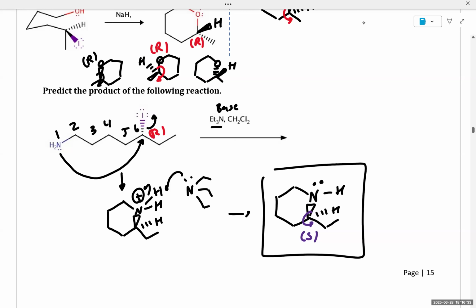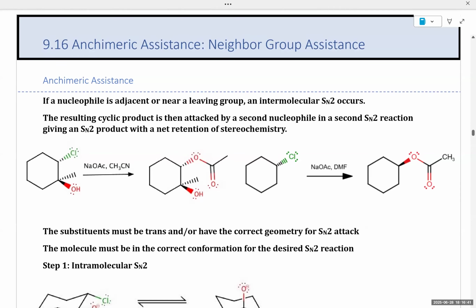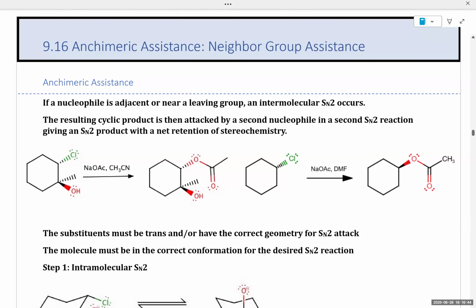Wonderful. So we've talked about the SN2 reaction and intramolecular SN2 reactions. Let's now talk about an interesting quirk related to the SN2 reaction, which is this idea of anchimeric assistance or neighbor group assistance. So if a nucleophile is adjacent or near a leaving group, an intramolecular SN2 reaction can occur. The resulting cyclic product can then be attacked by a second nucleophile in a second SN2 reaction, giving an SN2 product with net retention of stereochemistry.